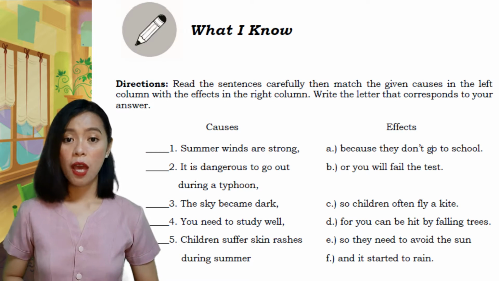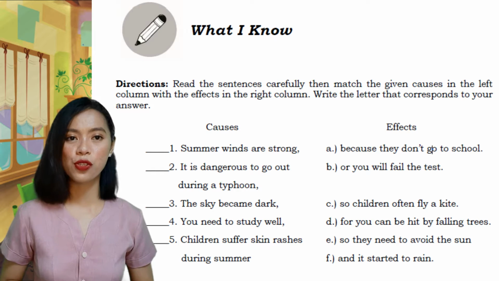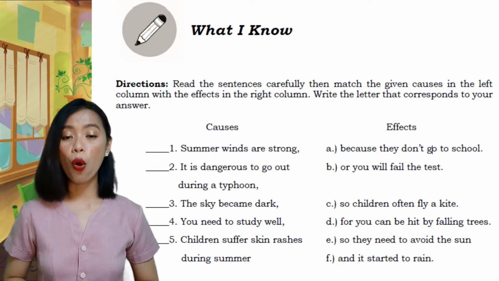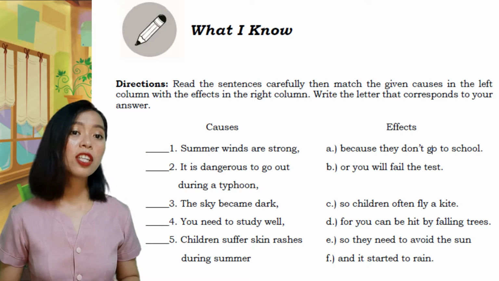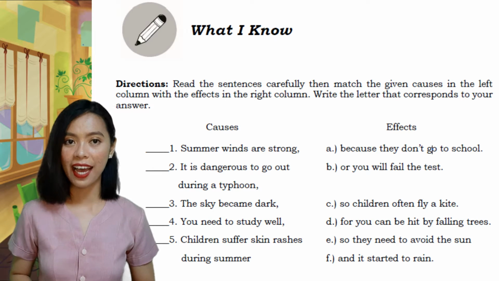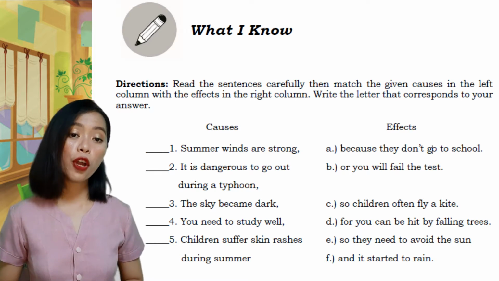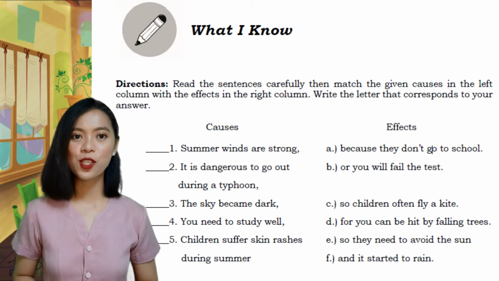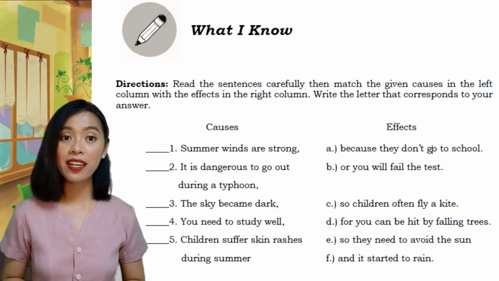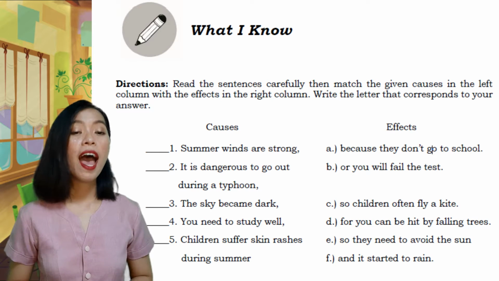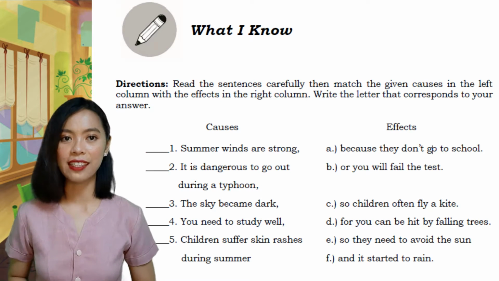Effects. A. Because they don't go to school. B. Or you will fail the test. C. So children often fly a kite. D. For you can be hit by falling trees. E. So they need to avoid the sun. F. And it started to rain.